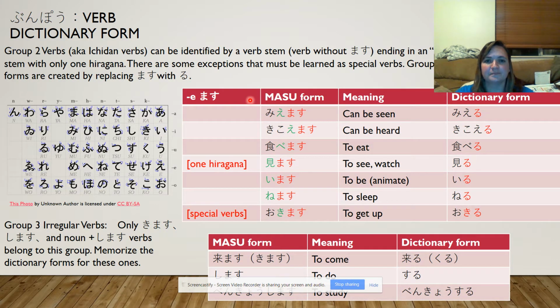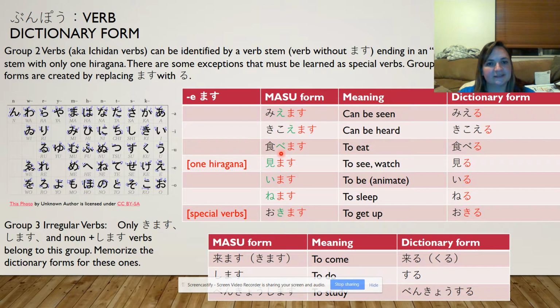So let's take a look. Again, if you look at this, when we cut off the mas, we'll see that the sound before the mas is an e sound. So we know that it's an ichidan or group 2 verb. This one means can be seen. So all we have to do is drop the mas and add ru, mieru. Next one, kikoemasu, ends in an e sound. So we know it's a group 2 or ichidan verb. Drop the mas and it becomes kikoeru. Okay. Our next one is tabemasu. Okay. And again, if my webcam is cutting off a little bit, you can find the little bit that's cut off in your book. Okay.